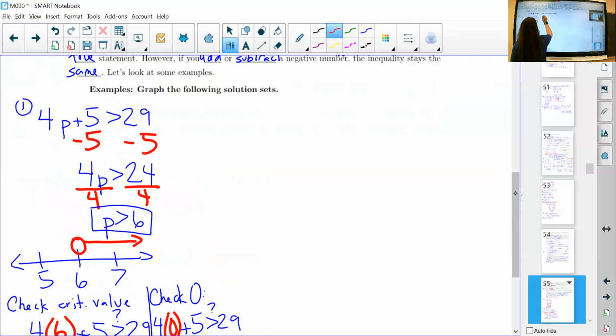Let's look at example 2. Let's skip that for a little bit. Okay. 15 halves plus x is greater than negative 37 over 4. Got my fractions again.